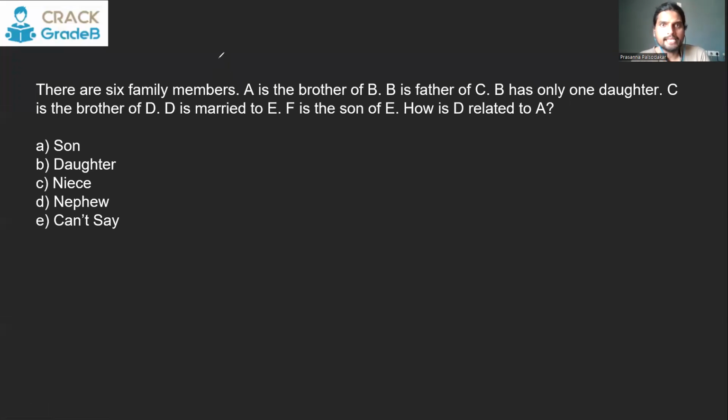There are 6 family members. A is the brother of B, so that makes A a male. B is the father of C, which makes B also male. B has only one daughter.